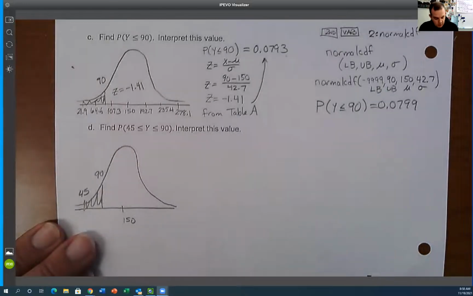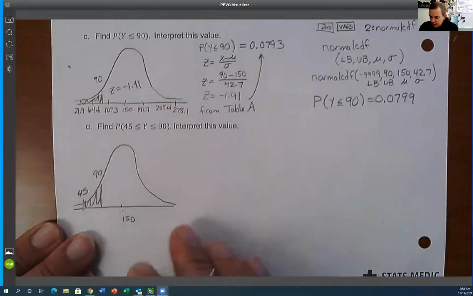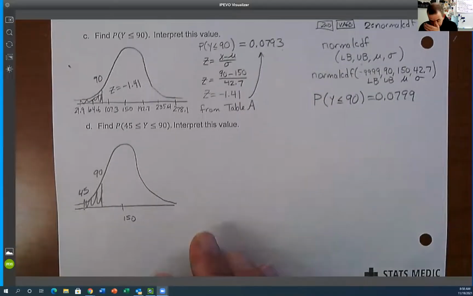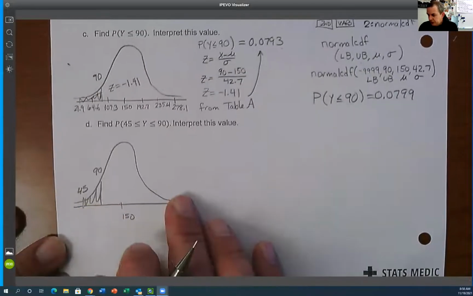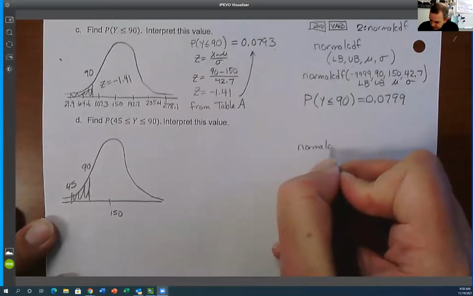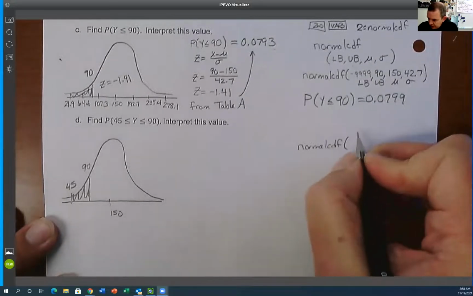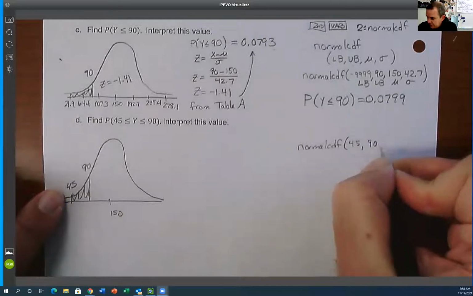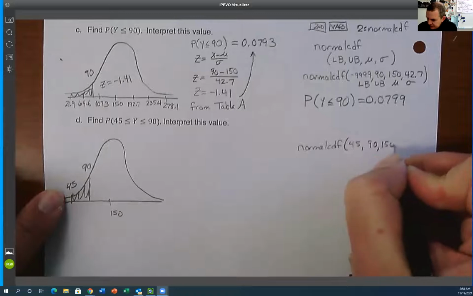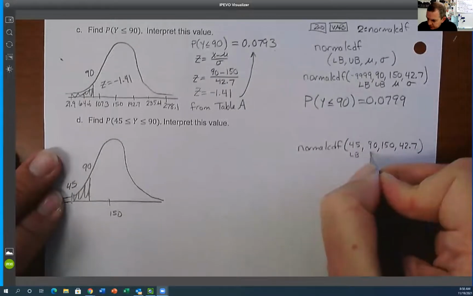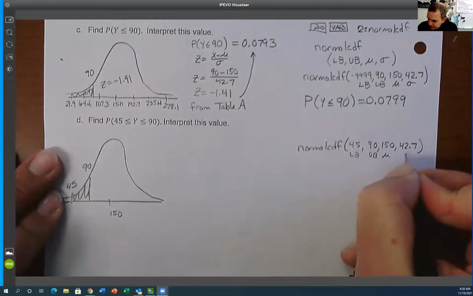So what we want to do is figure out, in this case, what's the area in between. So let me do the calculator first. In this case, we're going to do normal CDF. We're going to say 45 is our lower bound, 90 is our upper bound, 150 is our mean, 42.7 is our standard deviation, so lower bound, upper bound, mean, standard deviation.